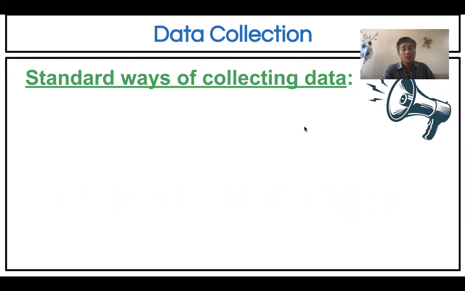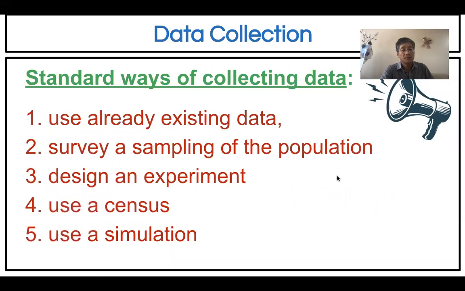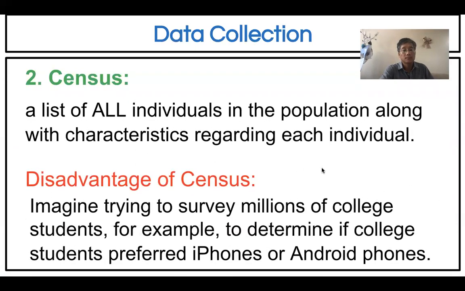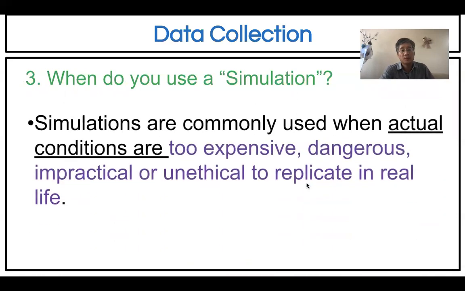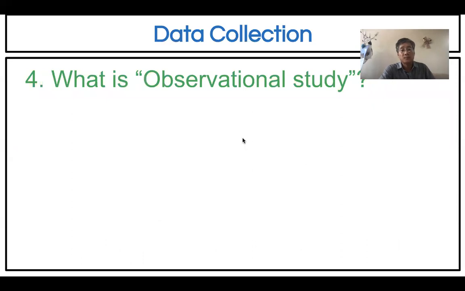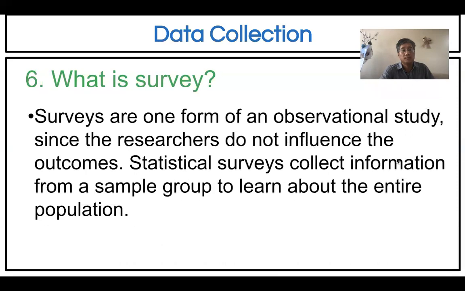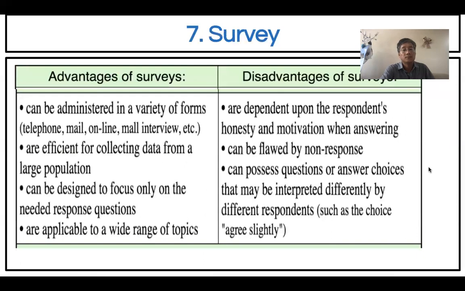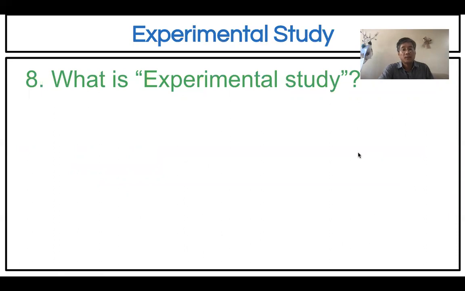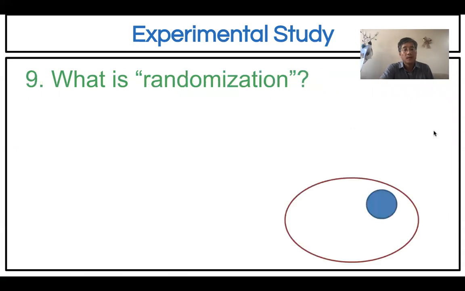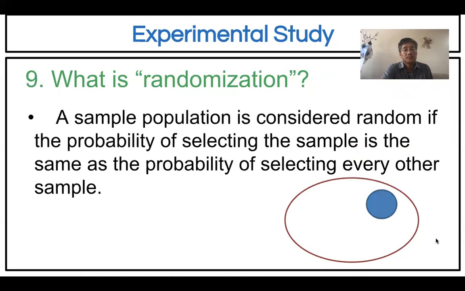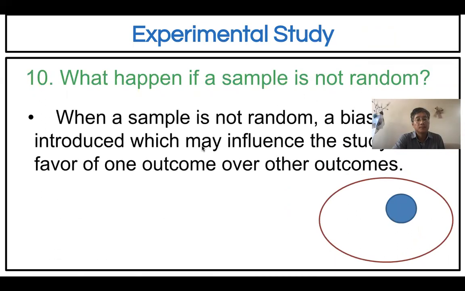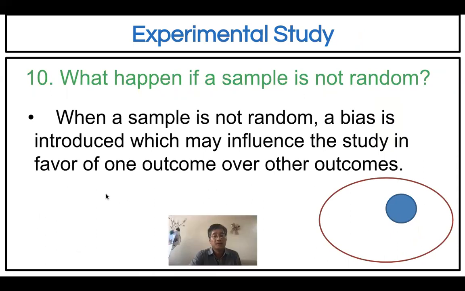It'll be very quick. So, data collection. There are 5 ways. And then what is the census from the data collection? How about simulation? When do you use it? What is observational study? What is a survey? And what are the advantages of surveys? So experimental study, what is experimental study? And then what is randomization? So what happens if a sample is not random? If it is not random, bias will be introduced.